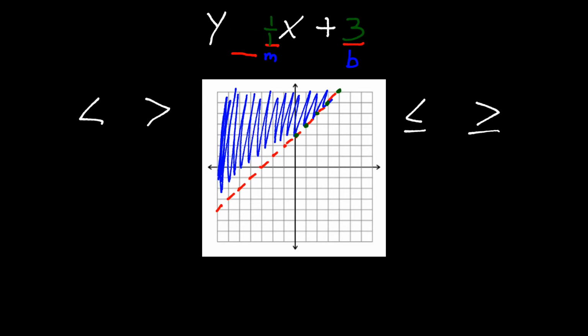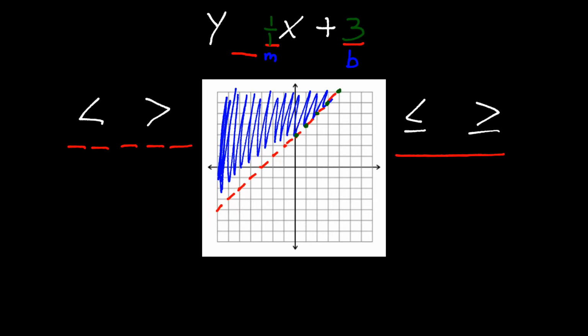What symbol is going to go here? And remember from part 1, if you watch that video, if it is less than or greater than, we are going to have a dashed line. And if it is less than or equal to or greater than or equal to, we are going to have a solid line. So take a look at our line here. Which one do we have? Do we have a dashed or do we have a solid line?